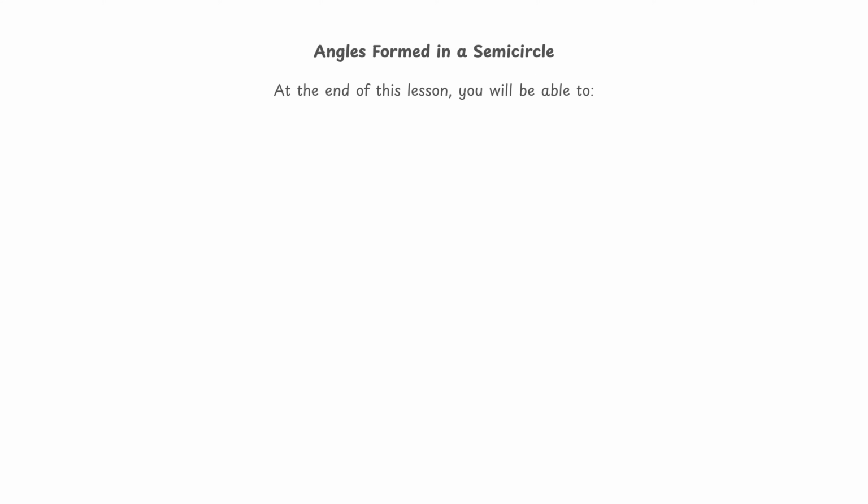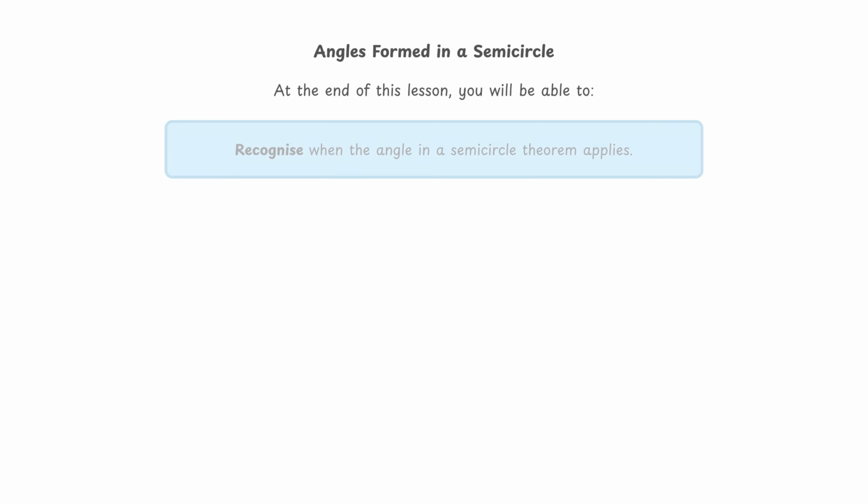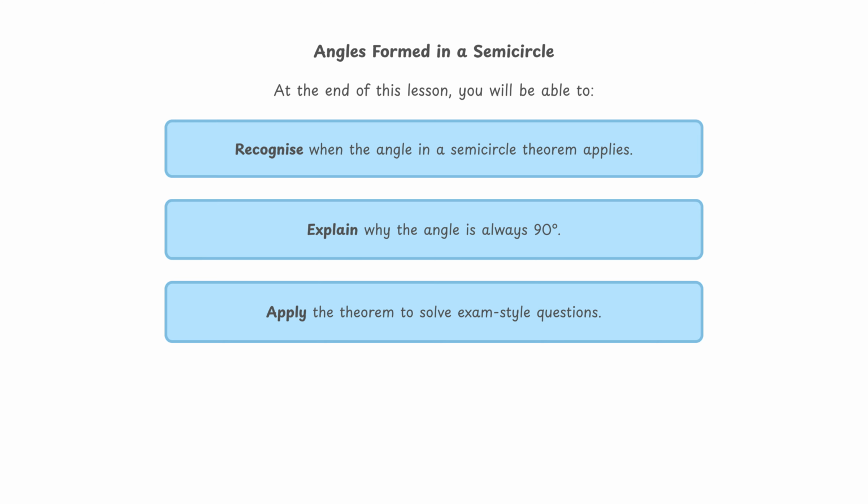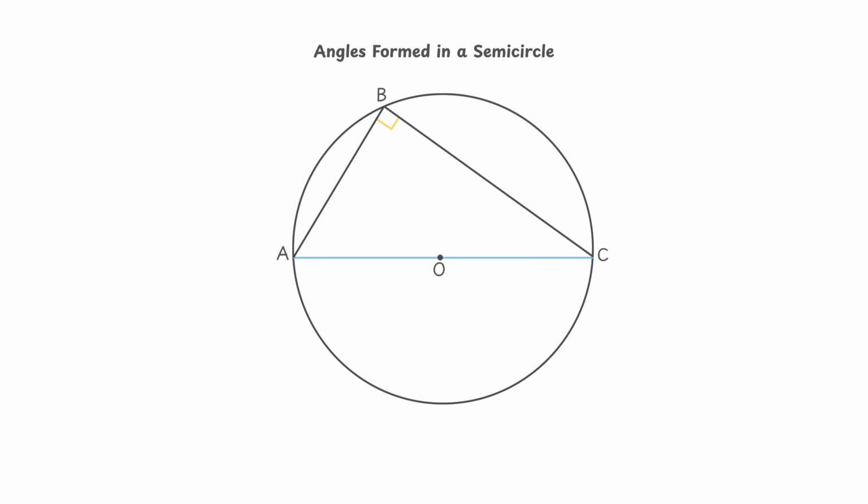Hello and welcome to this lesson on angles in a semicircle. By the time you finish this video, you will be able to recognize when this theorem applies, explain why the angle is always 90 degrees, and solve exam-style problems with confidence. Let's get started. Now let's look closely at what the angle in a semicircle actually means.